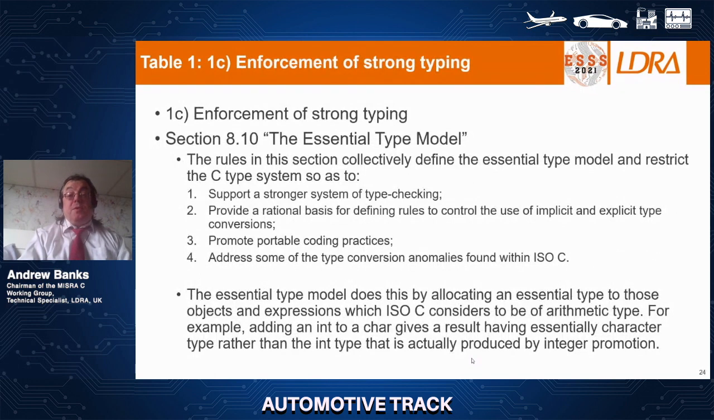1C, enforcement of strong typing. MISRA C has a whole section and a large number of rules that we call the essential type model. And this is an attempt to bring stronger typing to the C language. C itself is very weakly typed. And that means you can treat floats as integers without a problem. You can use Booleans in equations. Not a good idea, but you can do it. So MISRA has rules to try and restrict some of the big problems that this may cause.